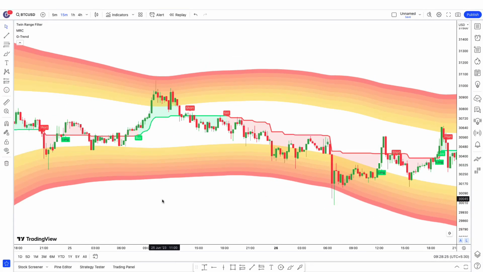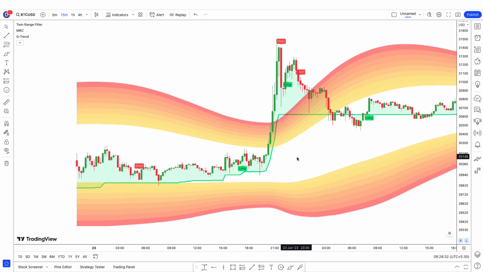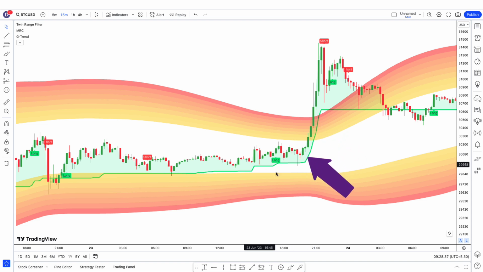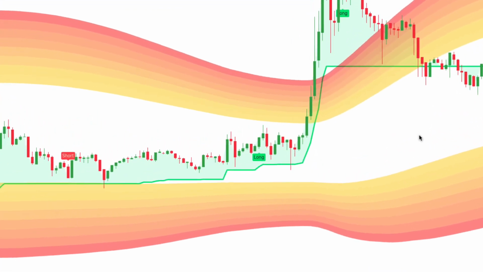The G trend indicator proves to be highly valuable in detecting fake signals. Here's how we utilize this indicator. Whenever the market trend is ascending, indicated by the price being above the G trend indicator and the G trend graph appearing green, we focus on entering long trades while avoiding short trades.